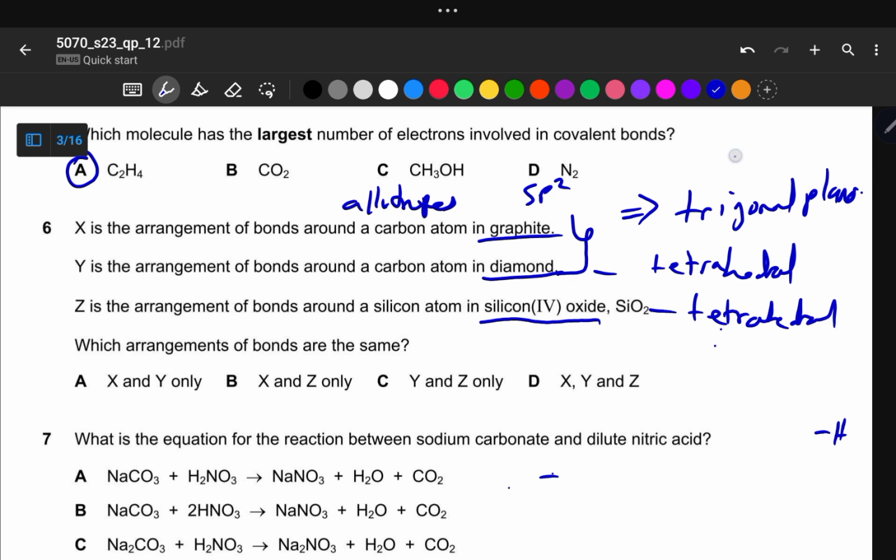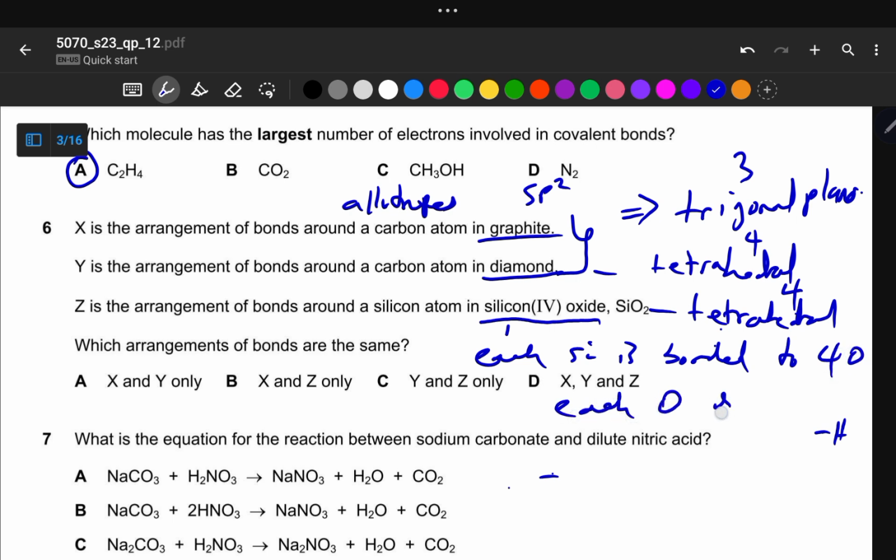So here I've got 3 bonds, and then you've got 4 bonds, and then you've got 4 bonds. So each silicon atom is bonded to 4 different oxygen atoms, and then each oxygen atom is bonded to 2 silicon atoms, right? Each silicon is bonded to 4 oxygen, and then each oxygen is bonded to silicon. So you should take note of this one, right?